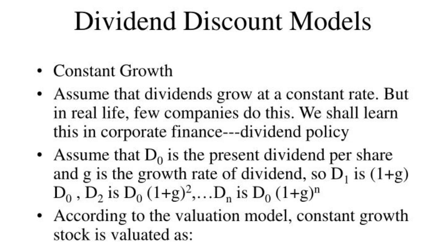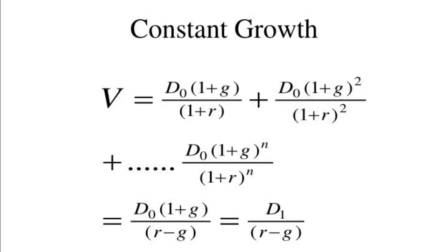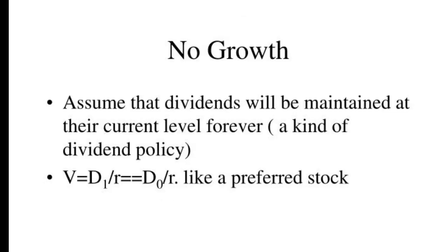According to the valuation model, a constant growth stock is valued as V is equal to D0 (1 plus g) divided by (R minus g), which is equal to D1 divided by (R minus g). No growth. Assume that dividends will be maintained at their current level forever, a kind of dividend policy. V is equal to D1 divided by R, which is equal to D0 divided by R, like a preferred stock.